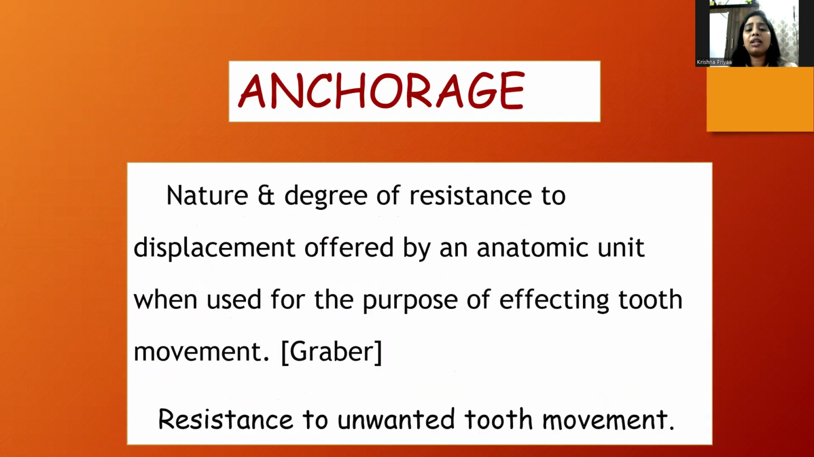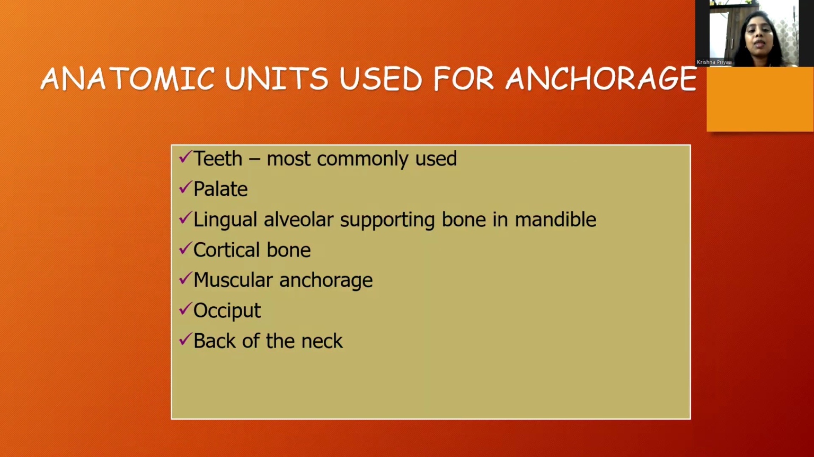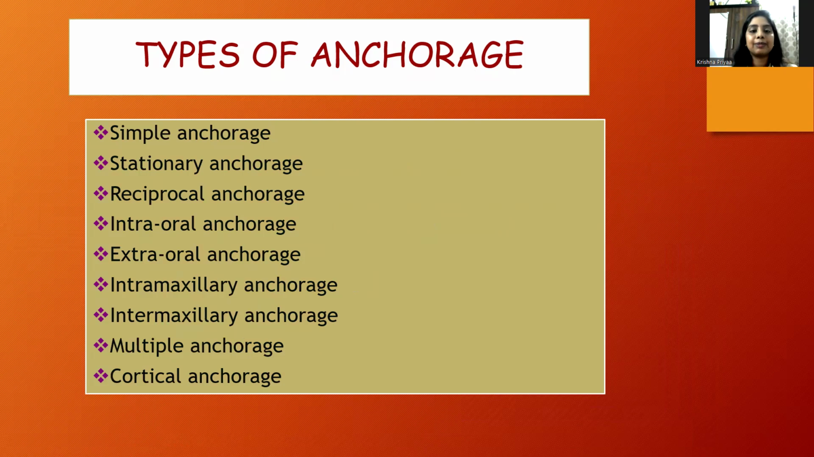So anchorage is nothing but the nature and degree of resistance to displacement offered by an anatomic unit when used for the purpose of effective tooth movement, Weber. So these definitions are really important. So basically, what are all these anatomic units which are used for anchorage? Mostly teeth, sometimes palate, lingual alveolar supporting bone and mandible, cortical bone, muscular anchorage, occiput, and the back of the neck, and some orthopedic appliances.